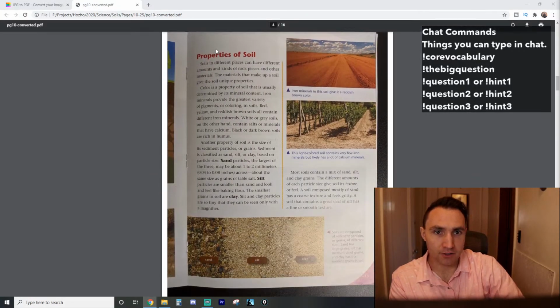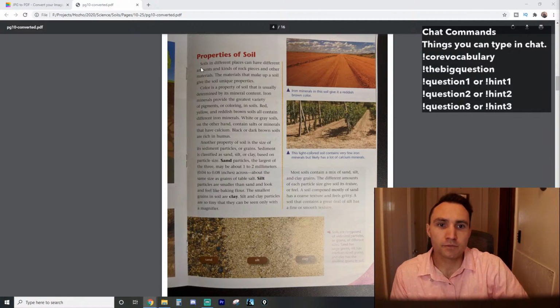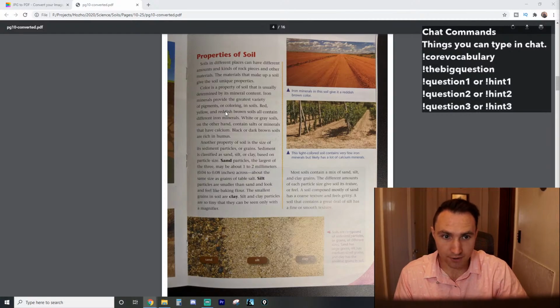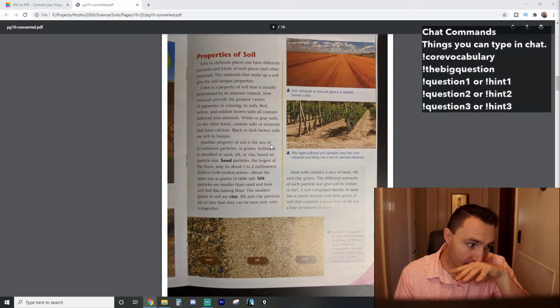Okay, let's continue. Let's learn about some properties of soil. Soils in different places can have different amounts and kinds of rock pieces and other materials. The materials that make up a soil give the soil unique properties. Color is a property of soil that is usually determined by its mineral content. Iron minerals provide the greatest variety of pigments or coloring in soils. Red, yellow, and reddish-brown soils all contain different iron minerals. White or gray soils, on the other hand, contain salts or minerals that have calcium. Black or dark brown soils are rich in humus.